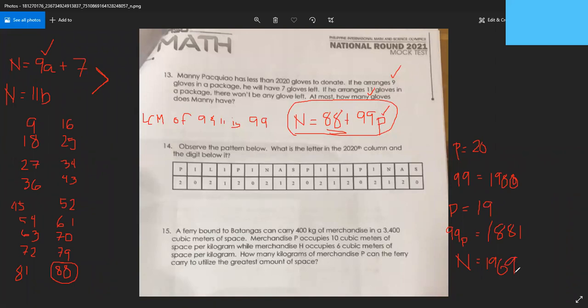Question before I erase that one? None. Is it clear? Yes, it's clear. Next.